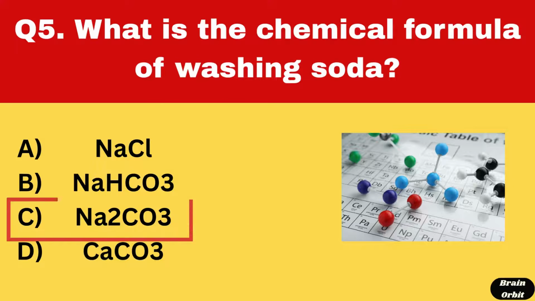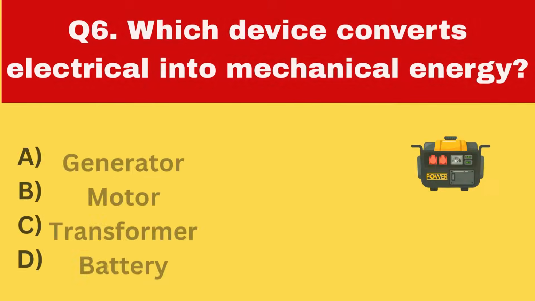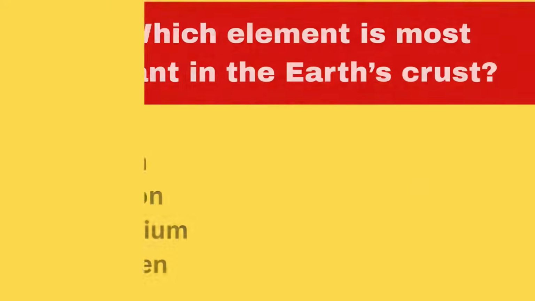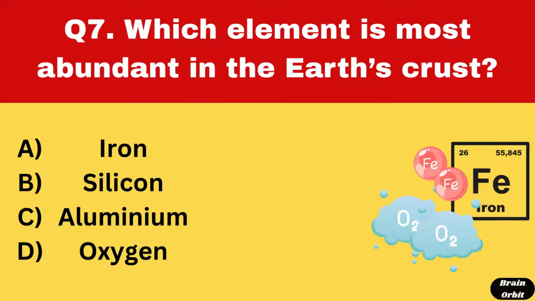Right answer C. Na2CO3. Which device converts electrical into mechanical energy? Right answer B. Motor. Which element is most abundant in the Earth's crust?